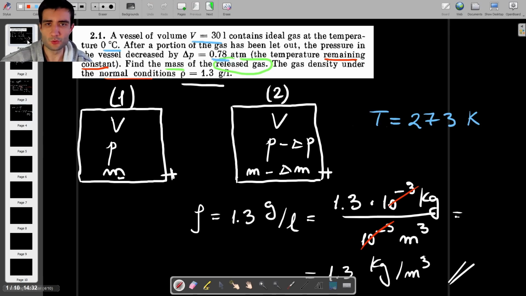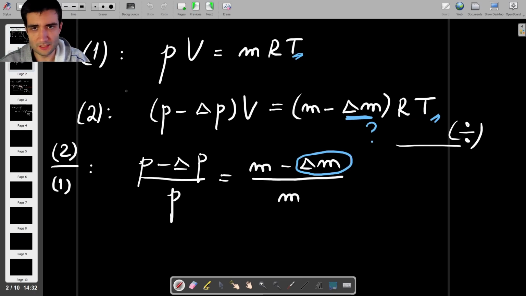So this is how you do this kind of problem. When you have a state and then something changes to the gas, you write the ideal gas law twice. Most of the time you take a ratio and you can move the terms around and find whatever you're interested in. And that's the end of the question.